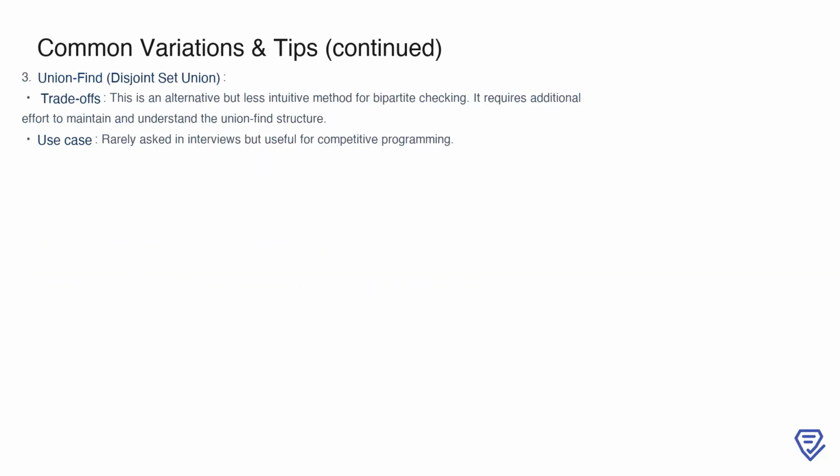Finally, there's the union find approach, also known as the disjoint set union method. This is an alternative way to check if a graph is bipartite, though it's less intuitive than BFS or DFS. It involves maintaining and updating the union find structure, which can be more complex to implement and explain. While it's not commonly asked in interviews, it's a powerful tool for competitive programming due to its efficiency in managing connected components. Understanding this method adds depth to your problem-solving toolkit, especially for scenarios where traditional graph traversal methods might not be as straightforward to apply.